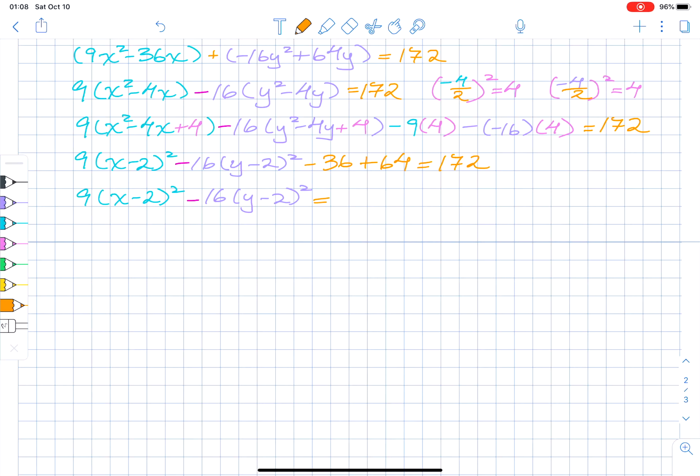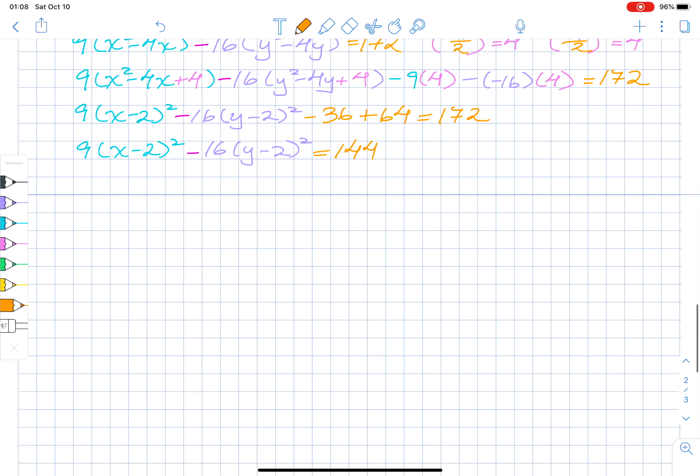So 172 plus 36. Well, 170 and 30 would be 200. But I have a 6 and a 2, so it's 208 minus 64. Well, 200 minus 60 would be 140. But I was at 208, so that'd be 148 minus 4 is 144. Oh, that's a nice number. So we get 144.